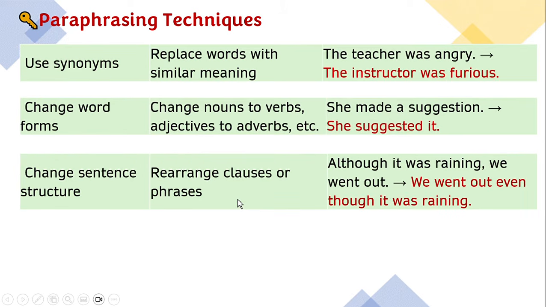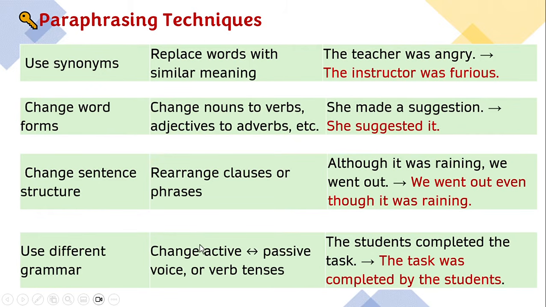The third technique is to change the sentence structure. Here you can rearrange clauses or phrases, like this example: although it was raining, we went out. We can start with the second clause and it will be: we went out even though it was raining. Pay attention here: we change although into even though, which is a synonym of the same word.